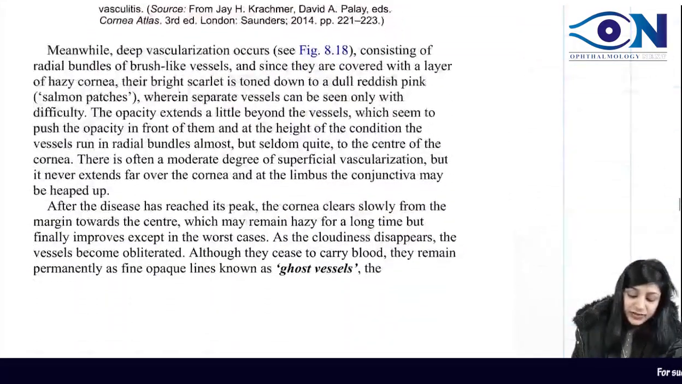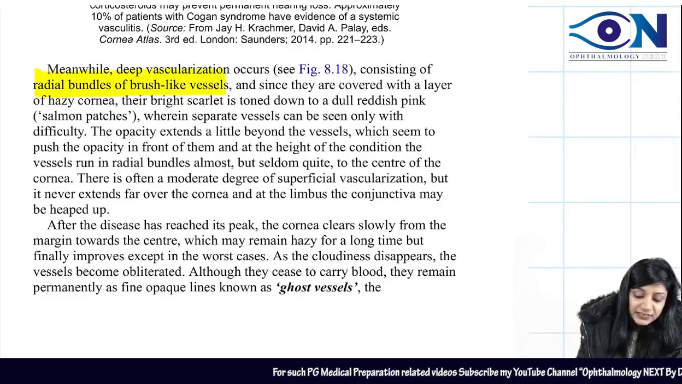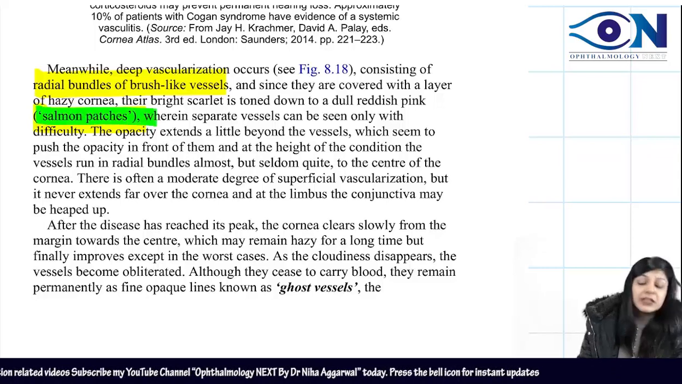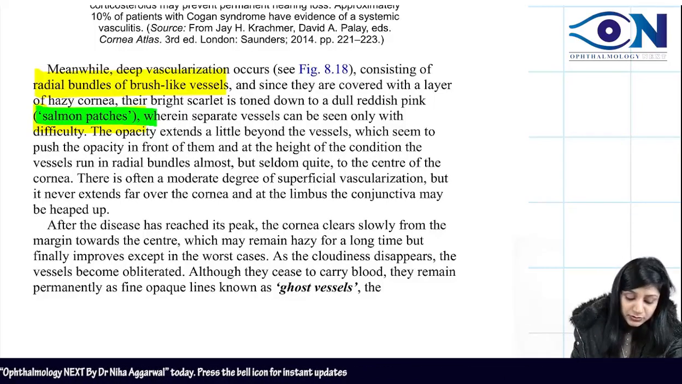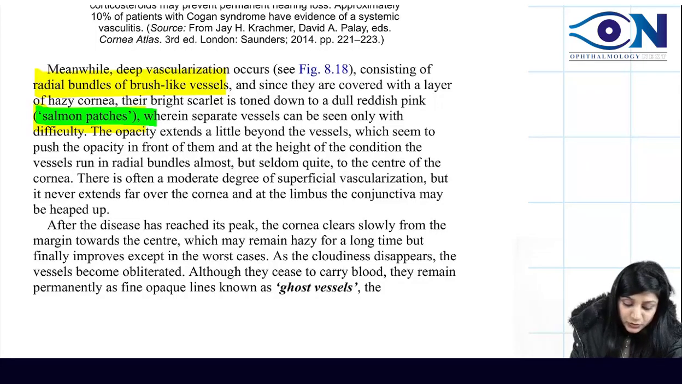Meanwhile, with devascularization you can get the brush-like vessels, and we can get the salmon patches. It is important for the ground glass appearance. It is important for your salmon patches also, and this opacity is extending a little beyond the vessels. There is often a moderate degree of superficial vascularization.